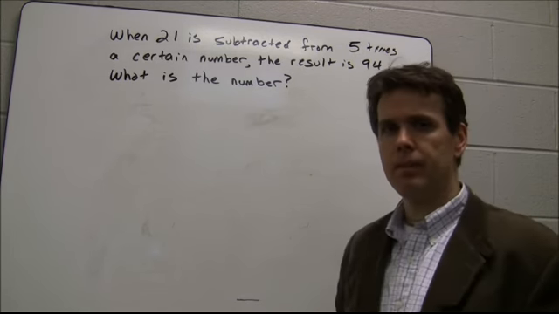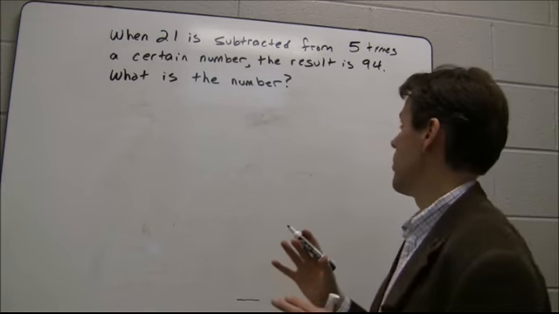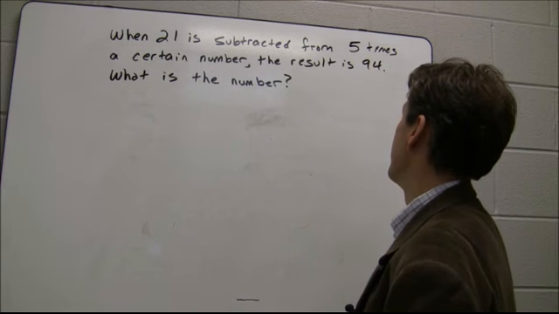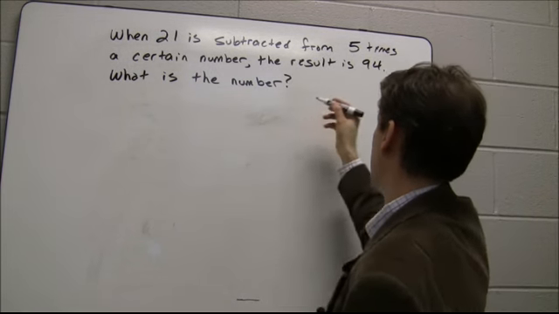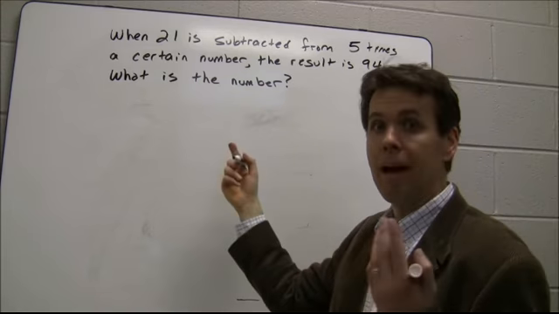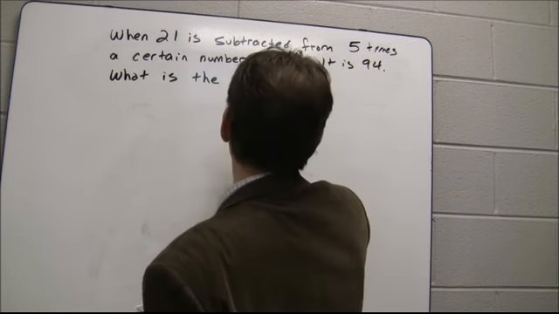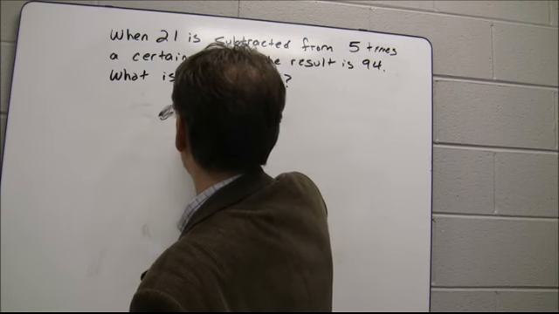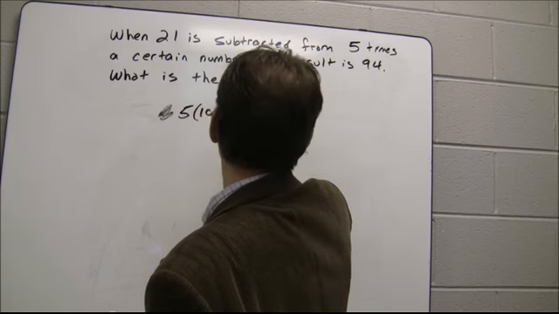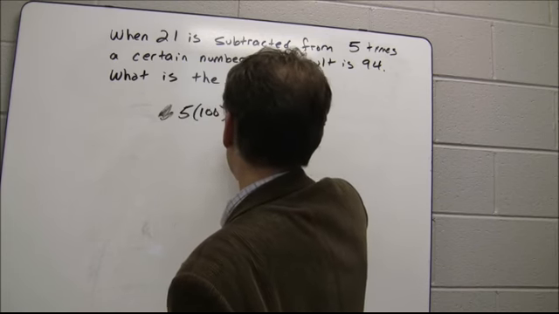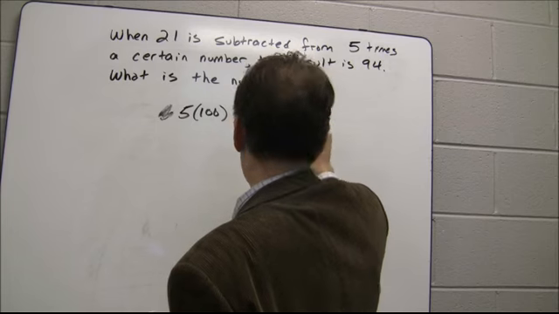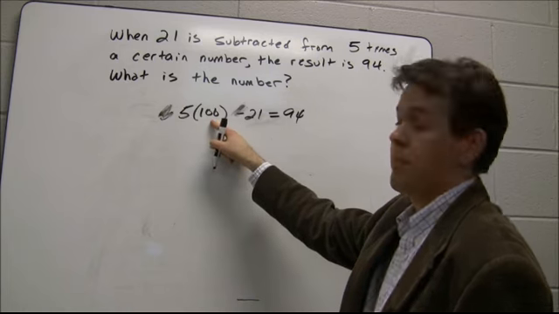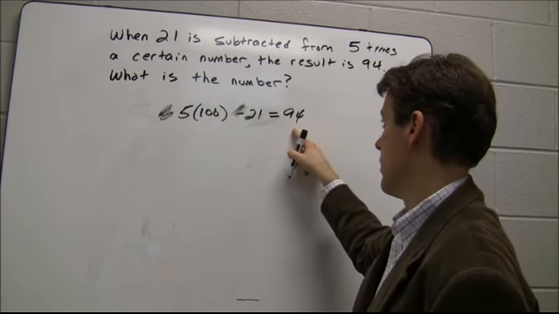So again, if you have a hard time dealing with the abstract, we want to maybe connect this certain number with an actual number. So let's say 21 is subtracted from 5 times 100, which just makes the math easy. That'd be 5 times 100, whoops, I didn't subtract 21 from it, minus 21 is 94. So 21 is subtracted from 5 times a number, I just made that number up, the result is 94.